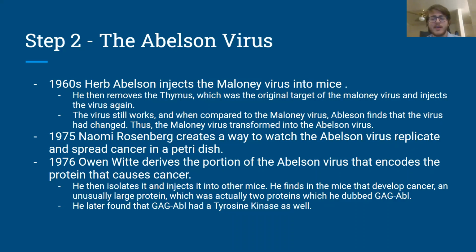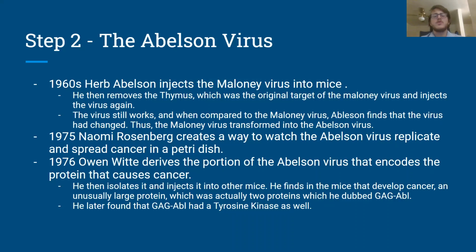So he injected the Abelson virus into normal mice to see, okay, these mice have a thymus. Is this virus going to target the thymus, or is it going to target the B cells? And if it targeted the B cells, then it's a new virus. And it did. It targeted only the B cells. And it produced the same type of rapid cancer that caused death very quickly. So he called this transformed virus the Abelson virus.